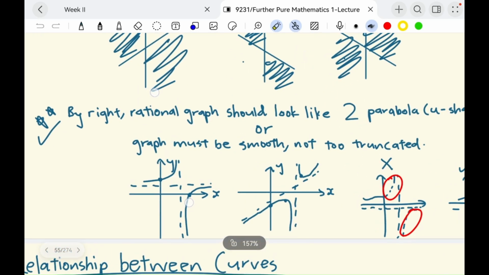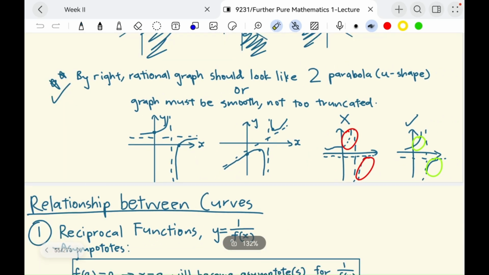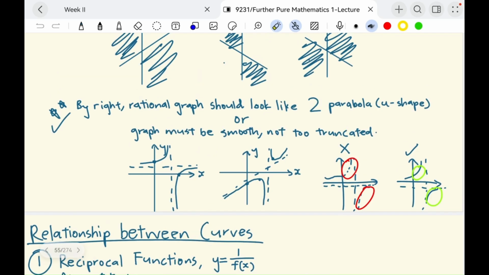Okay? So here, eventually, is the expected rational graph to be sketched. I admit that my graph sketching is not that good, but I try to draw the graph smoothly for your understanding. So here is the clarification that your RF graph must be smooth, as smooth as possible. Just try your best. And of course, your RF cannot be too truncated.